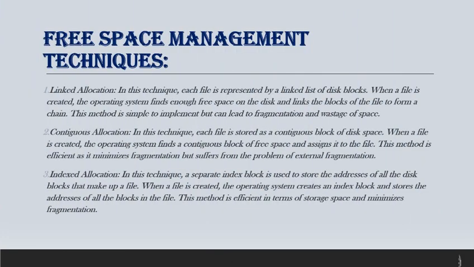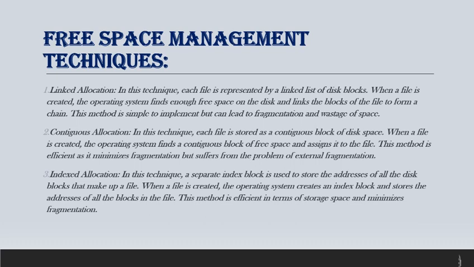Now coming to the techniques, free space management techniques consist of five. First one is linked allocation, then contiguous allocation, indexed allocation, file allocation table, and volume shadow copy. Now coming to the first one, linked allocation. In this technique, each file is represented by a linked list of disk blocks. When a file is created, the operating system finds enough space on the disk and links the blocks of the file to form a chain. This method is simple to implement but can lead to fragmentation and wastage of space.